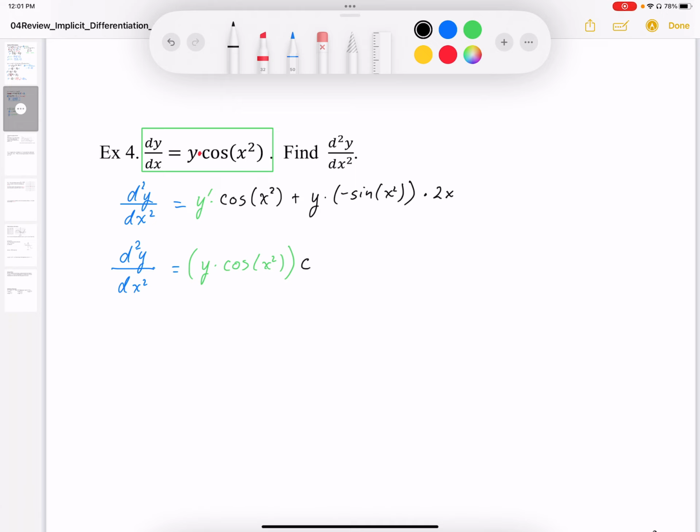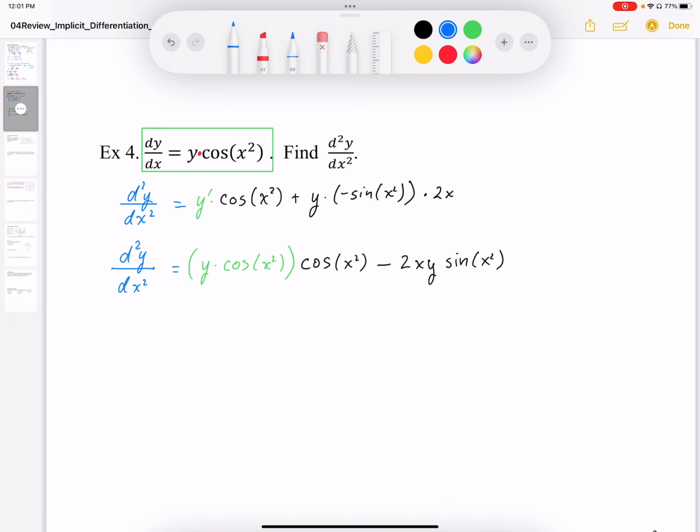This is going to be cosine of x squared. So I end up with cos squared in this case. I'm going to get my signs here. So negative. My coefficient is going to be 2xy. And then I end up with sine of x squared. So there's my second derivative.